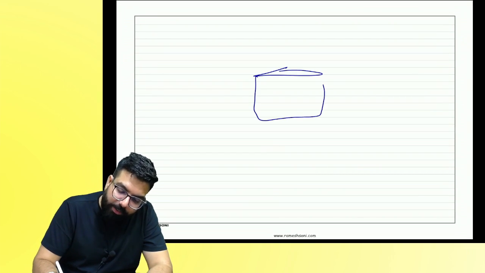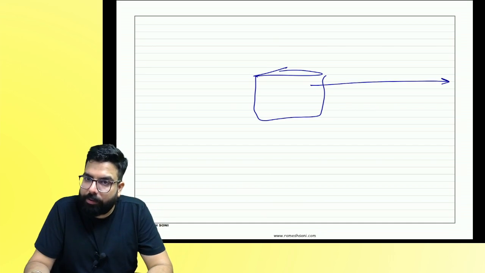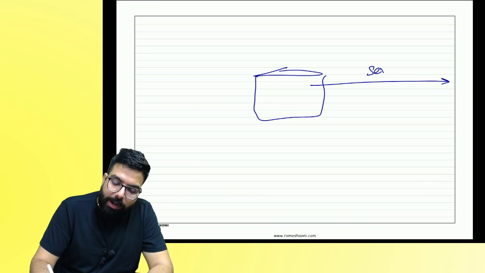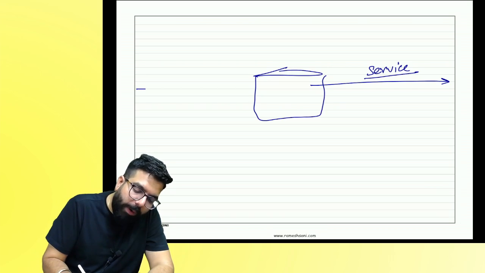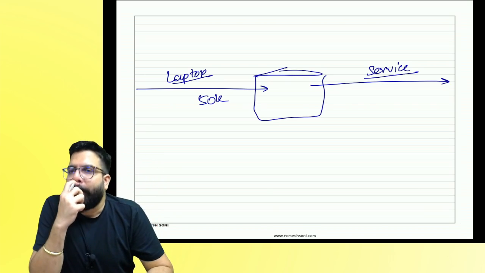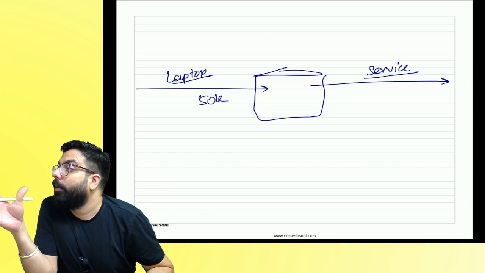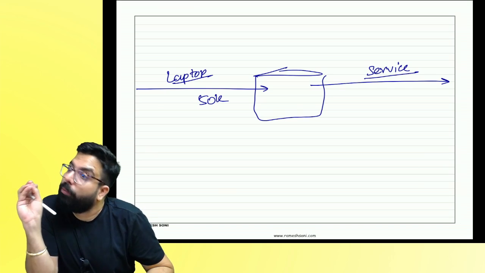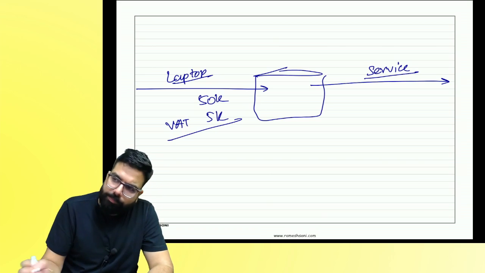I am a teacher. Teachers means I will go ahead and provide service. Earlier, whenever I used to provide service, supposing I buy a laptop. I bought a laptop of 50,000 rupees. Earlier, when you buy a laptop, what did you used to pay? VAT, value added tax on goods. So I paid VAT of 5,000 rupees.